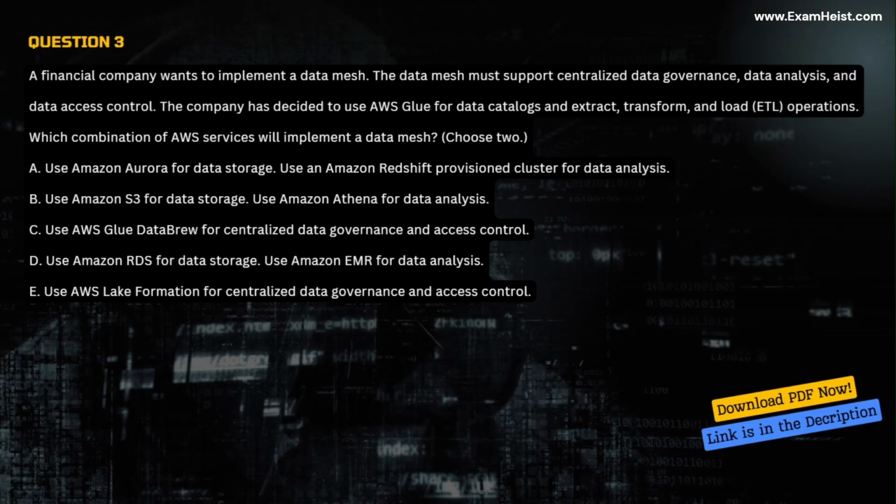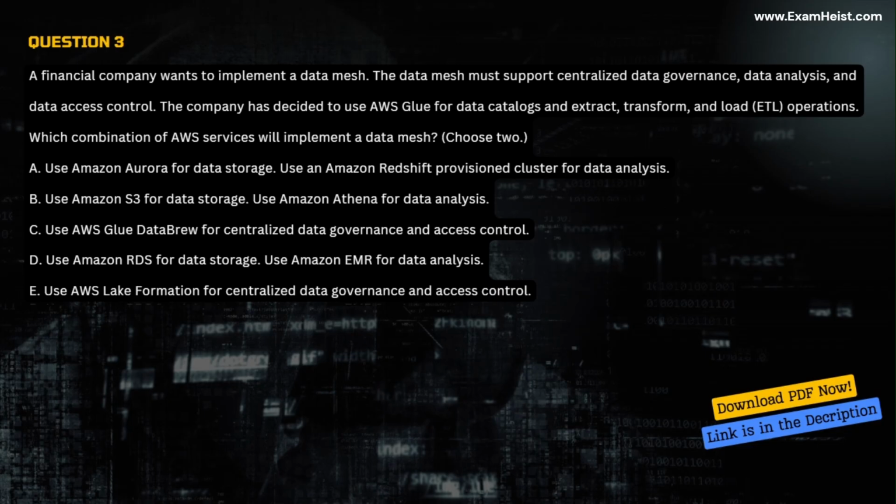Question 3. A financial company wants to implement a data mesh. The data mesh must support centralized data governance, data analysis, and data access control. The company has decided to use AWS Glue for data catalogs and extract, transform, and load (ETL) operations. Which combination of AWS services will implement a data mesh?